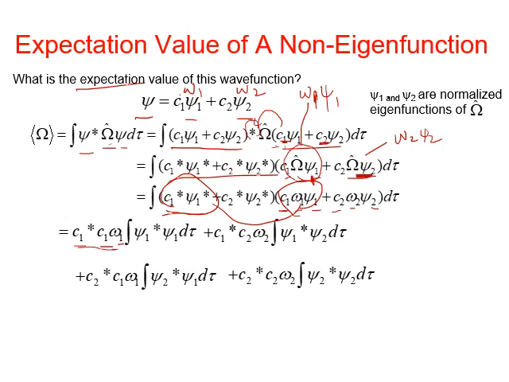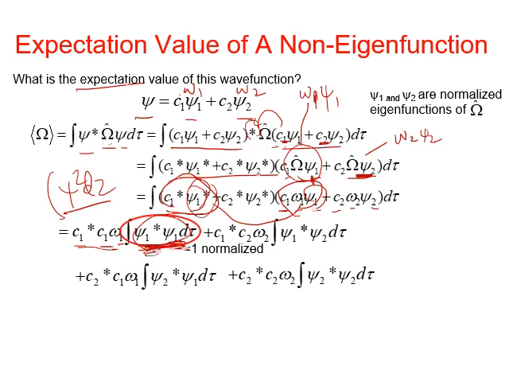Then the integration over psi1 conjugate times psi1. Now, if it's a real wave function, then this is just the psi squared integration over the whole range. Again, this is the normalization condition, and that should be 1. So the first term here, the integration is 1. Now, what about the second integration? This is a different wave function product. These two wave functions are wave functions of the same operator, and they are orthogonal. Orthogonal means the integration is 0. So the second term goes to 0.